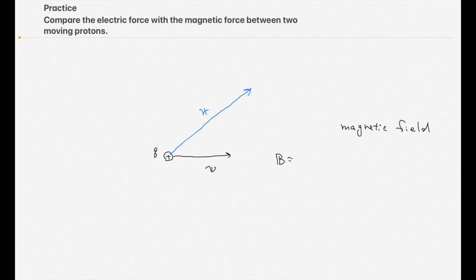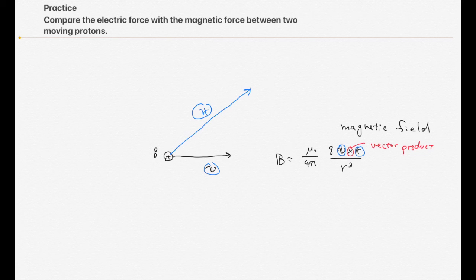B is mu naught over 4 pi, Q is the charge of the particle, v is the velocity of the particle, cross r over r cubed. This cross is a vector product. So this means the magnetic field is perpendicular to the plane formed by the v and r.